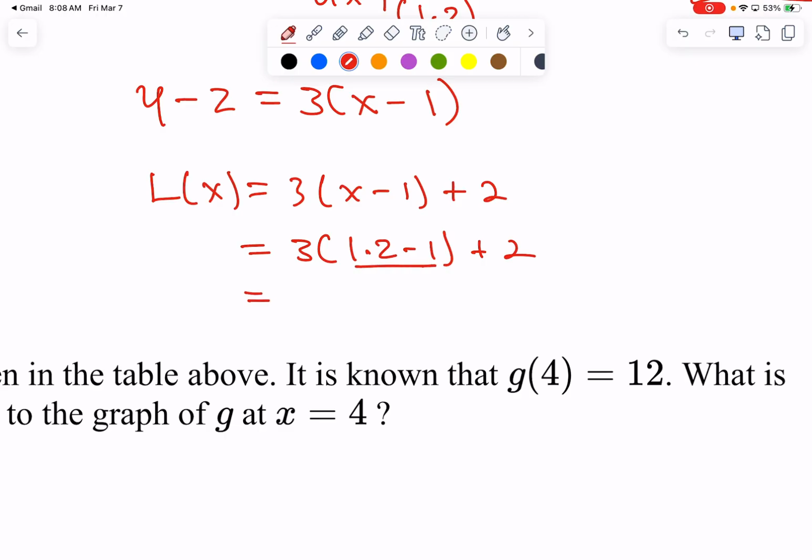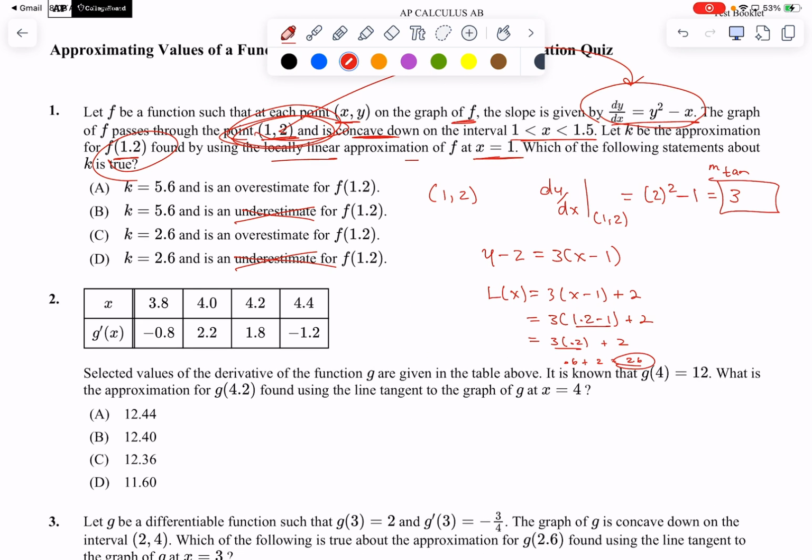So what's 1.2 minus 1? 0.2. Here's how you multiply decimals. Multiply the numbers without the decimal. What's 3 times 2? Then count how many decimal places there are in the multiplication. There's only one thing that has a decimal, so there's only one decimal point. So if 3 times 2 is 6, just put one decimal point back in, so it's 0.6. So it'd be 0.6 plus 2. The answer is 2.6. That easy? So the answer would be what? So overestimate, the answer is C. Okay? Is that okay?